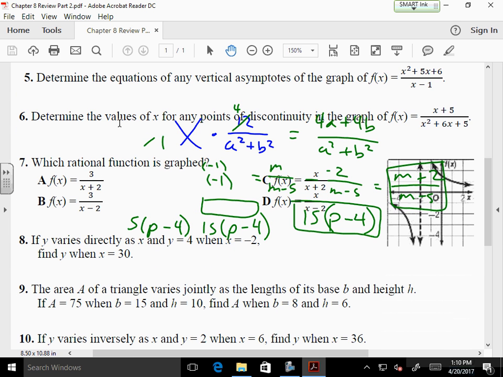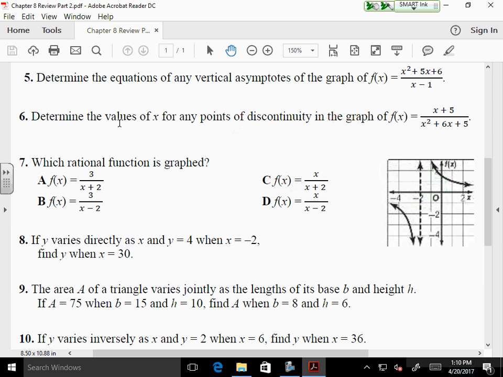Number 5, when you're looking for the asymptotes, you look for what's going to make it undefined, x equal to 1, and then you make sure that there's no factor of x plus 1 in the numerator. If there is, it's not going to be an asymptote, it's going to be a point of discontinuity. But in this case, x squared plus 5x plus 6 factors to x plus 3 times x plus 2. So there's no x plus 1 factor or x minus 1 factor in the numerator.